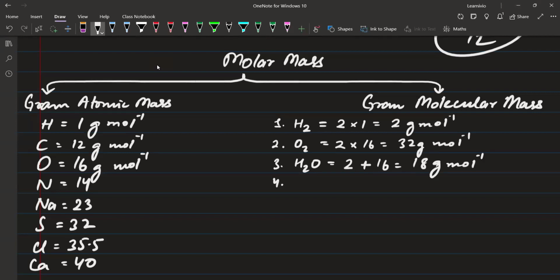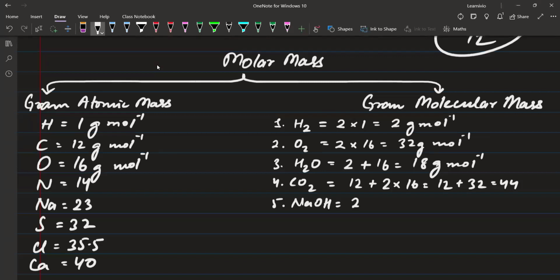Similarly, if I have CO2, how many carbon? One carbon. What is the mass of carbon? 12. Then we have oxygen. How many oxygen? Two oxygen. What is the mass of oxygen? 16. So 12 plus 32, that is 44. Next, we have NaOH. This means 23 for sodium, 16 for oxygen, 1 for hydrogen. 16 plus 1 is 17, 17 plus 23 gives you 40. The grams per mole unit will be there as it is.